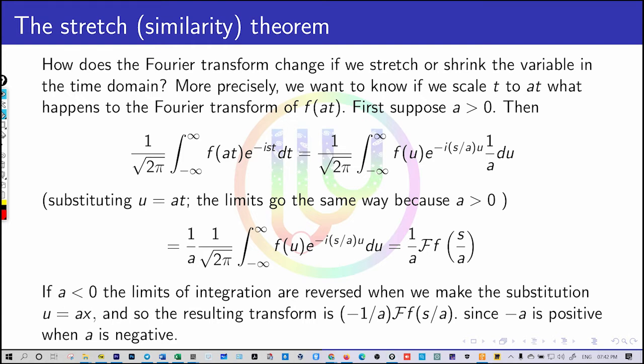Instead of stretching, if we have squeezing, the limits of the integration are reversed when we make substitution u equal to at. U equal to at നമ്മൾ സബ്സ്റ്റിറ്റ്യൂട്ട് ചെയ്യുമ്പോൾ ലിമിറ്റ്സ് എന്ത് ചെയ്യും, സ്വാപ്പ് ചെയ്യും. That is plus infinity to minus infinity ആയിരിക്കും വരിക, ഇൻറ്റഗ്രേഷൻ ലിമിറ്റ് സ്വാപ്പ് ചെയ്യും. അന്നേരം ആ ലിമിറ്റ്സിനെ സ്വാപ്പ് ചെയ്ത് തിരികെ കൊണ്ടുവരാൻ നമ്മളൊരു മൈനസ് കൊണ്ട് മൾട്ടിപ്ലൈ ചെയ്യണം. So there will be a minus sign here. So in that case when a less than 0, the Fourier transform of f of a t is equal to minus 1 by a f of s by a.